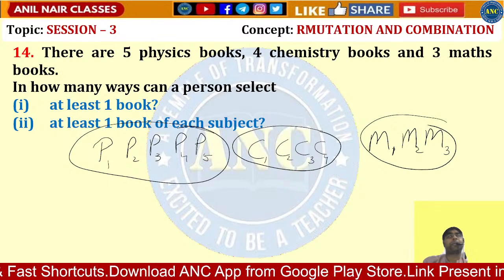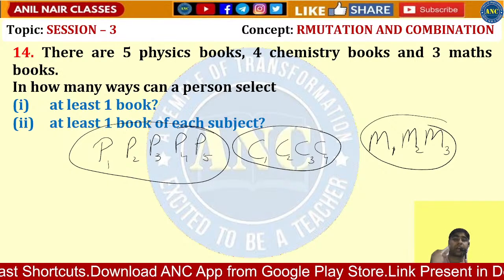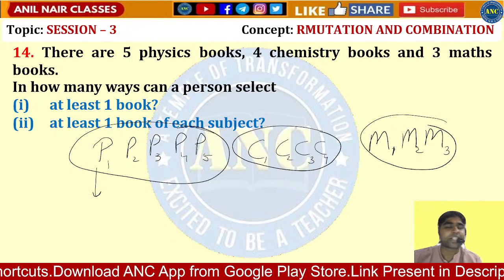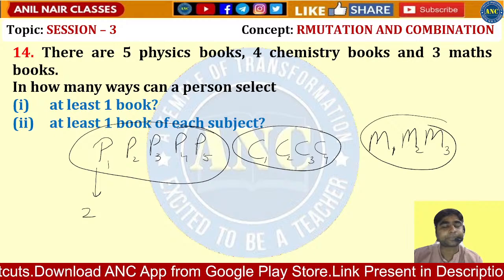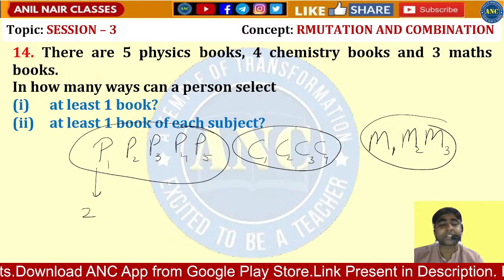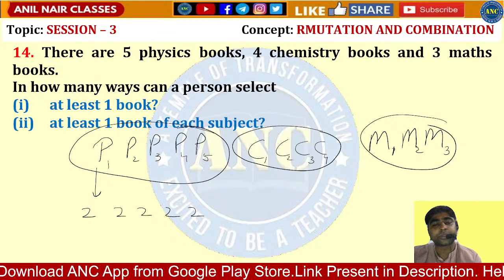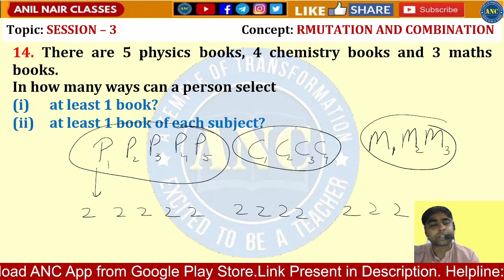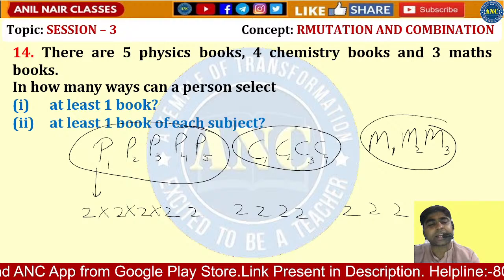Okay, so in how many ways can I choose in total? For the first physics book, I have 2 options. Second physics book, again 2, then 2, 2, 2, and so on for every book. So in total, how many options do I have?